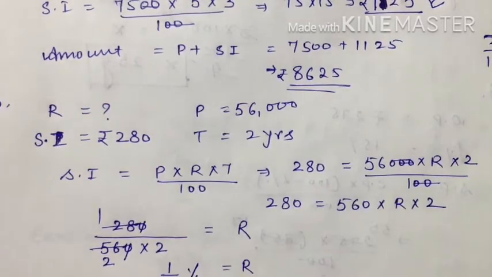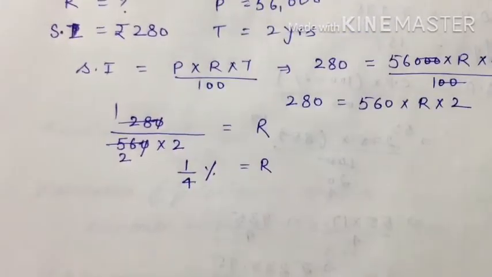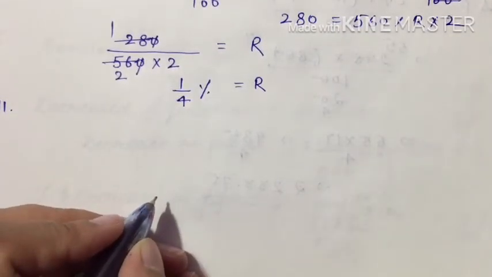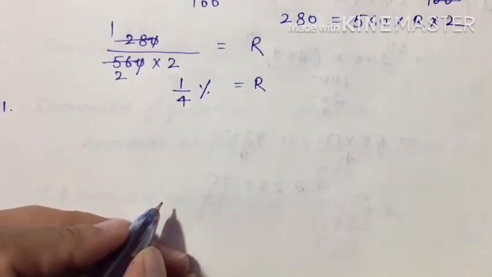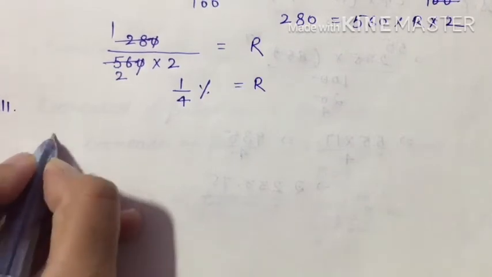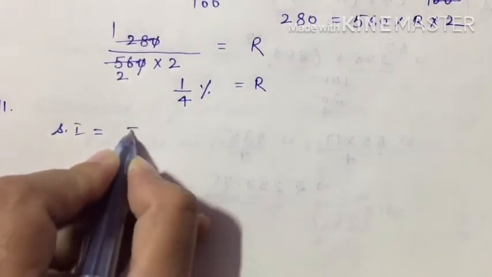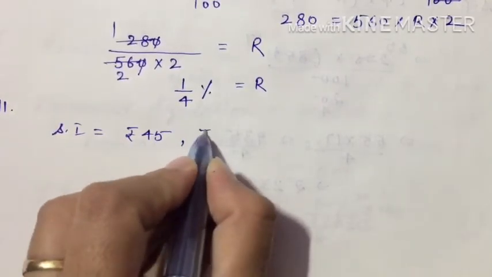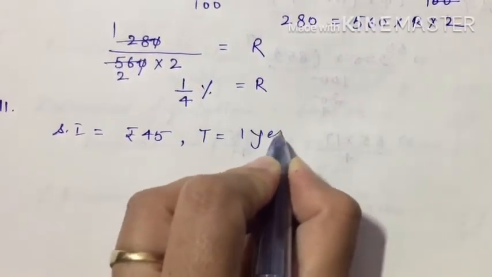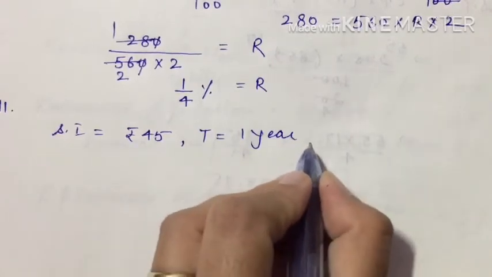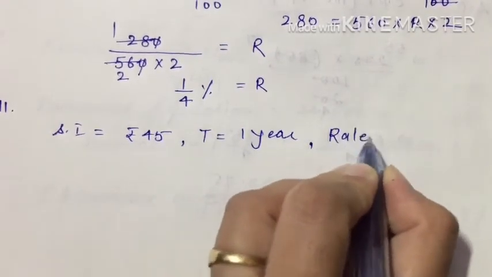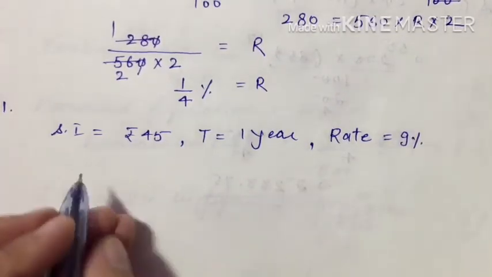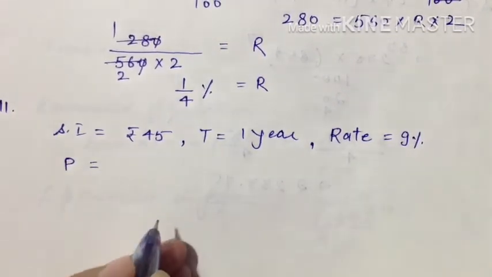Let's go for the last question of this exercise, question number 11. It says, if Meena gives an interest of rupees 45 for 1 year, that means this is simple interest. Simple interest is rupees 45, time is given 1 year, and rate is given 9% per annum. What is the sum? That means I have to find out principal.